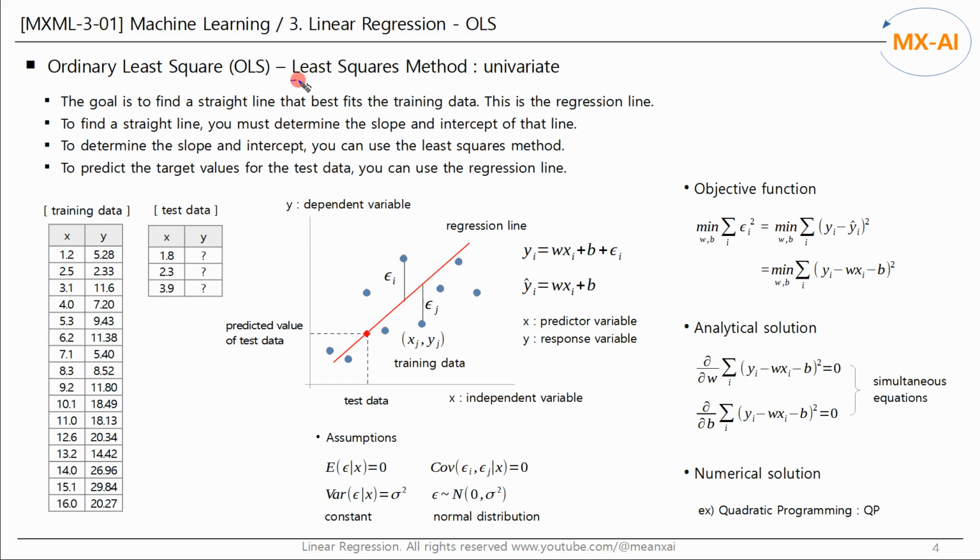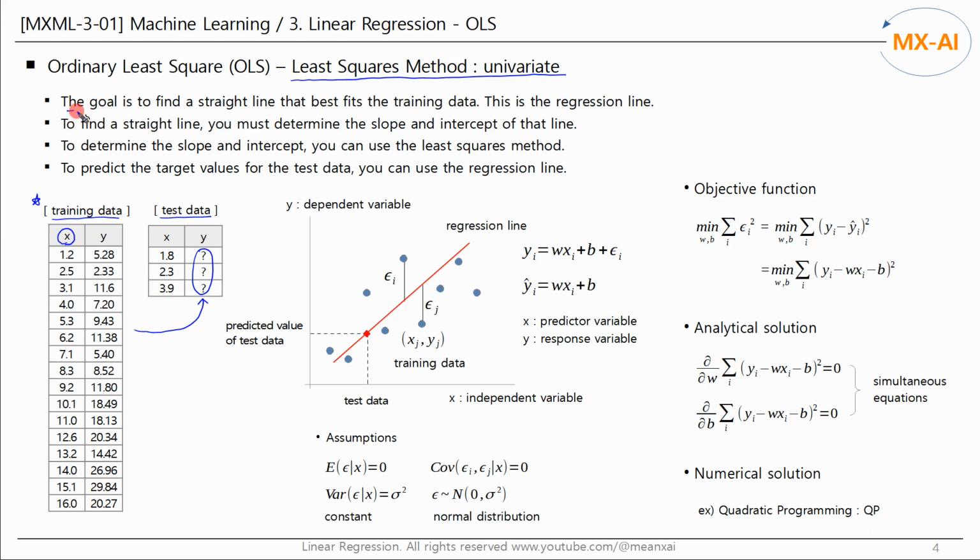First, let's look at the least squares method for a single feature. Let's take the data below as an example. There are training data and test data samples. It has a single feature X and one target value Y. We want to predict the target values of the test data by learning the training data.